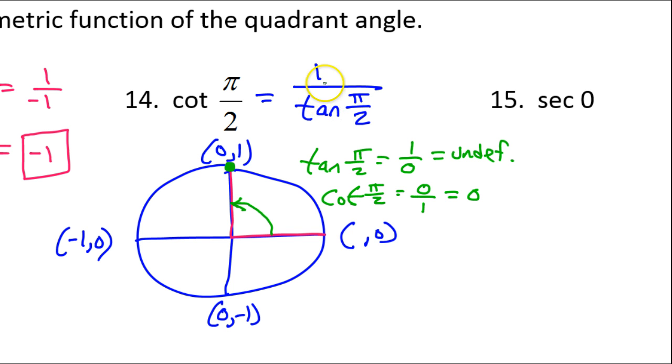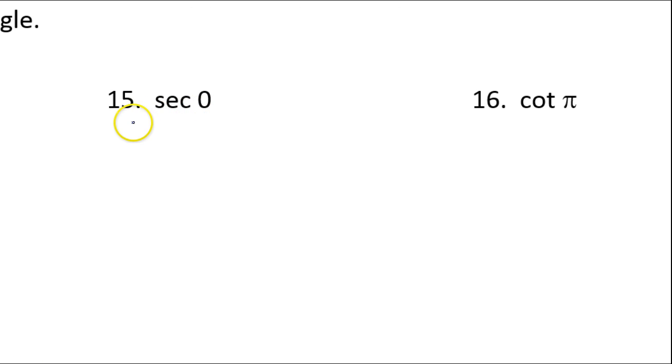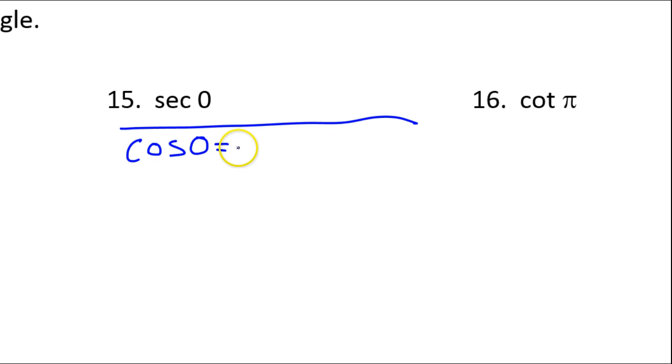So I guess it wasn't really helping me to write 1 over tangent, other than to remind me to do the reciprocal. So I'm just going to erase that and just go ahead and say that the cotangent is 0. Alright, for number 15, I know that secant is the reciprocal of the cosine function. So I'm going to start off by finding the cosine of 0. And whatever that is, I'll do the reciprocal of it, and that will give me the secant.